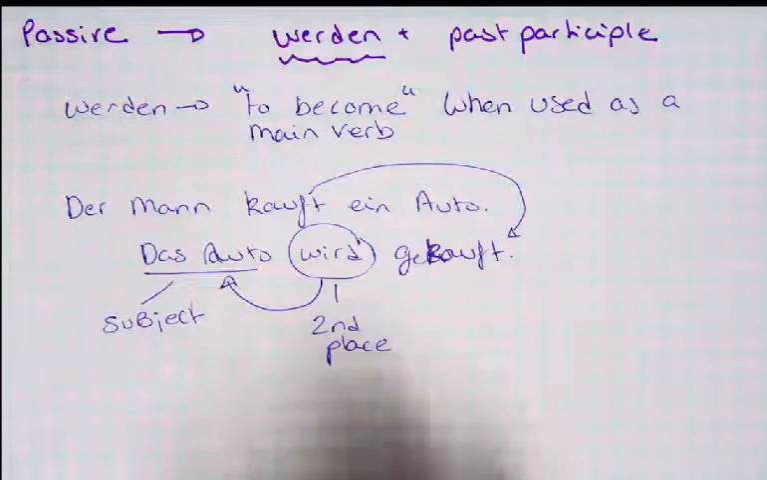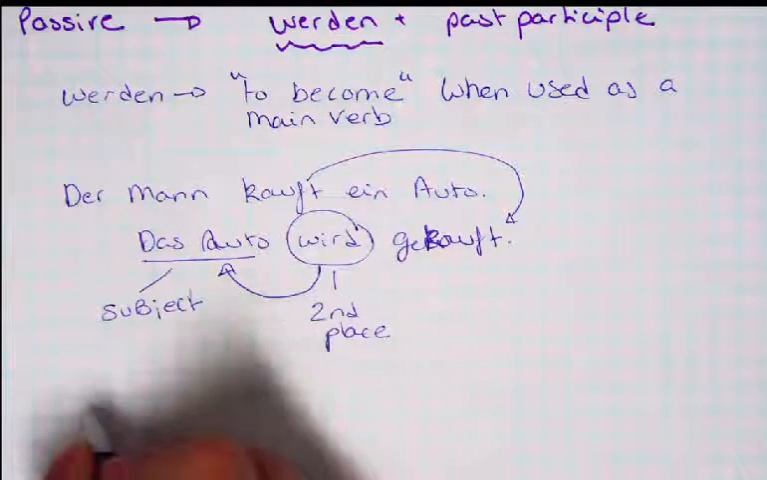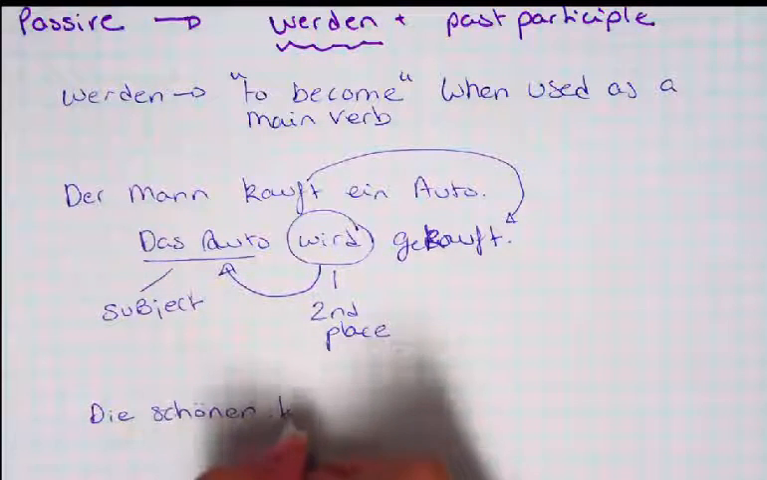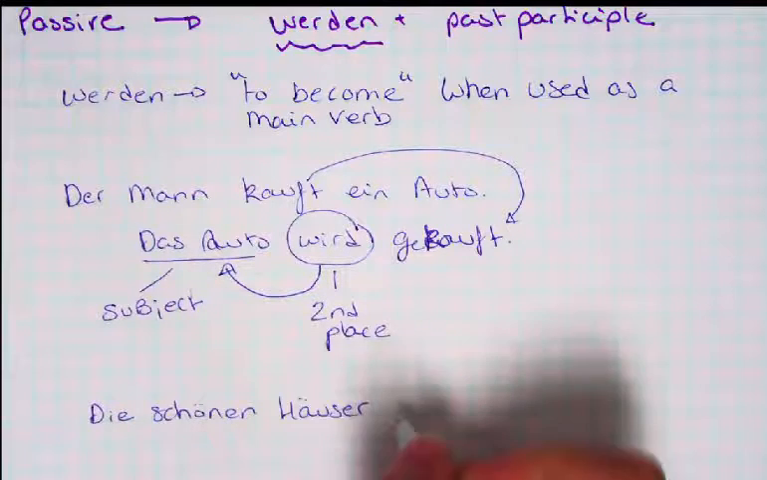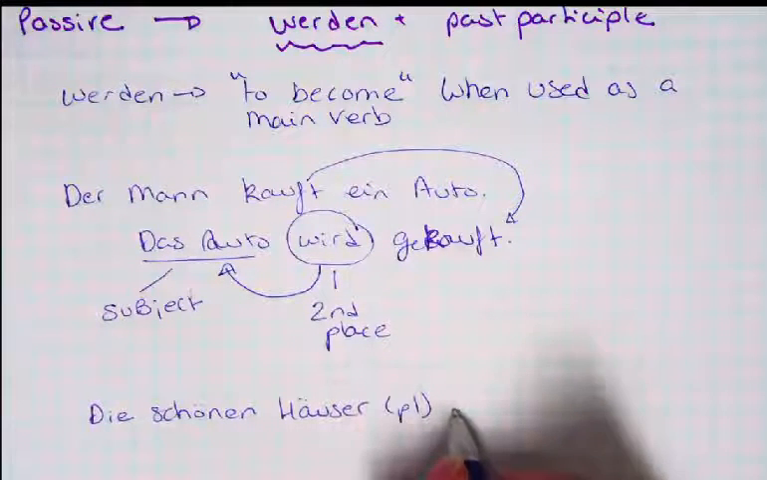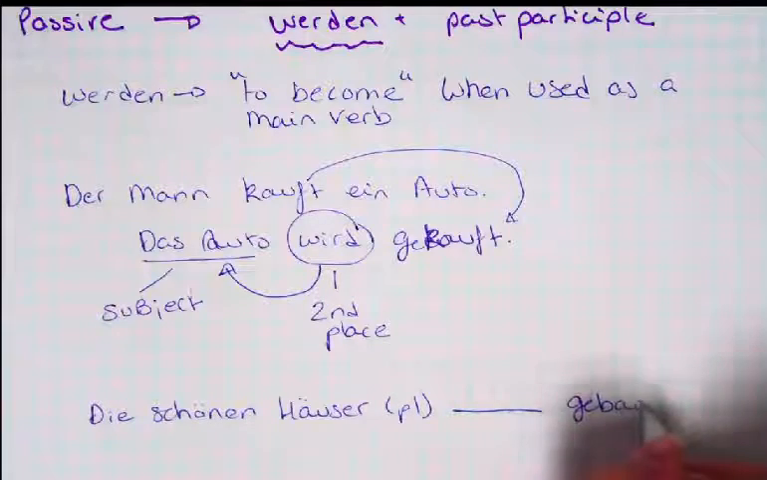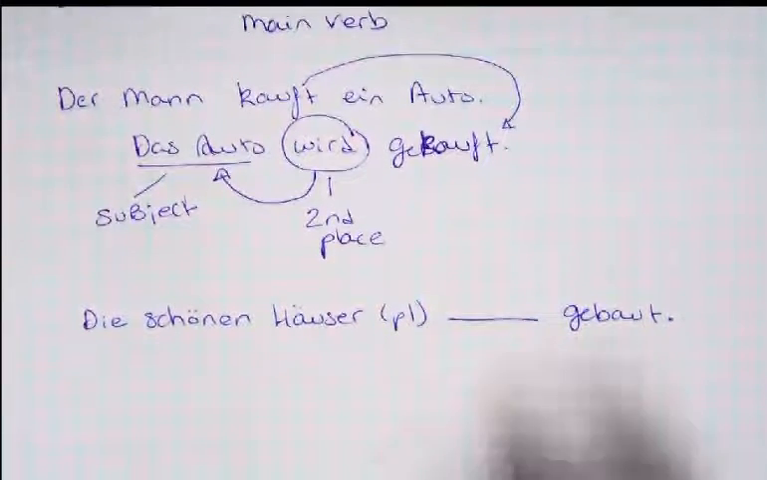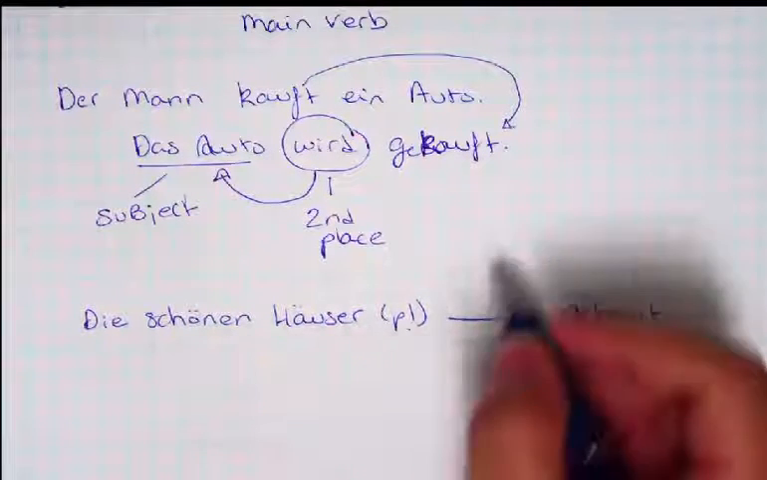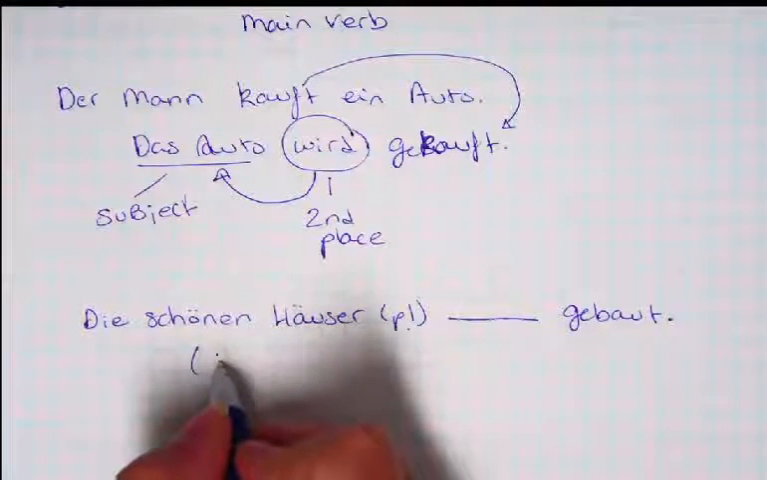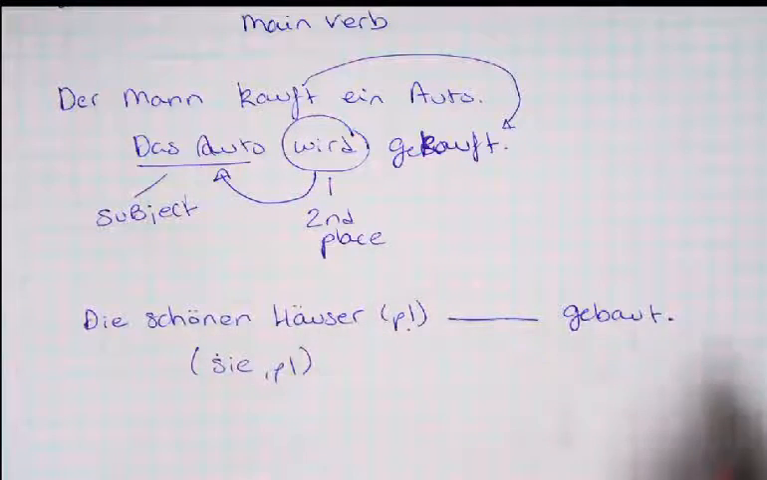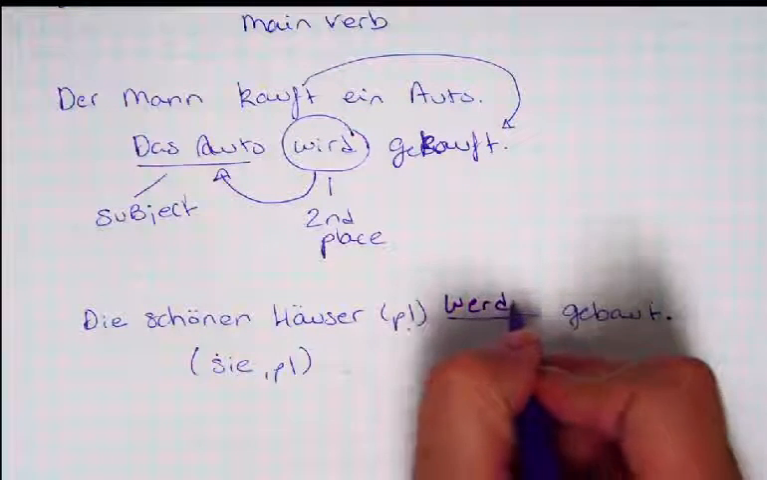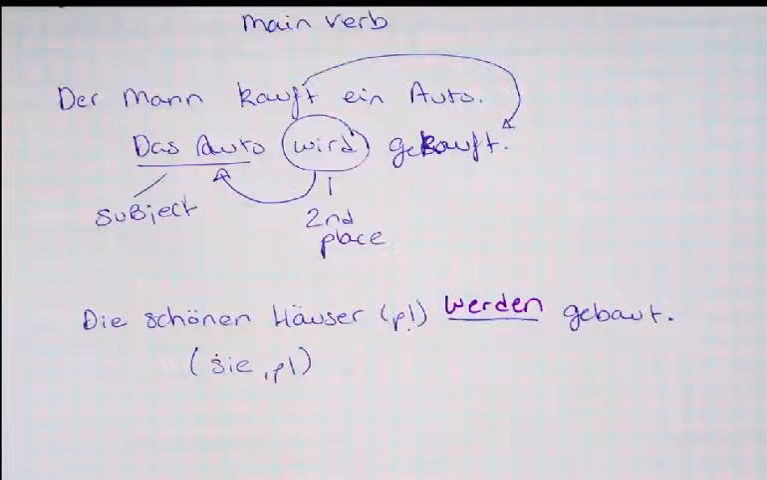So if I give you a sentence like die schönen Häuser, and that's plural, werden gebaut. You have to know how to conjugate for that. So it's plural, so in that case, pronoun-wise, you would use sie plural or third person plural. So werden is just werden. Sie werden gebaut.